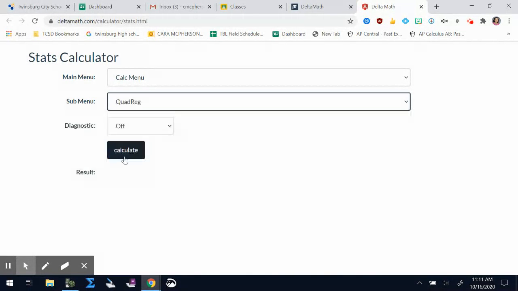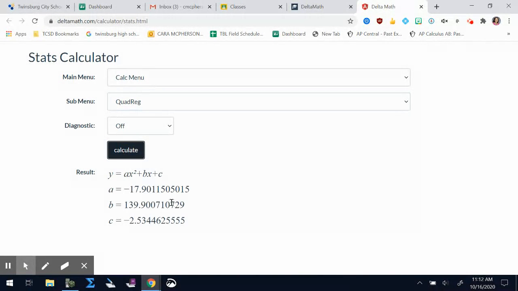This is quadratic regression. It does not matter if you keep the diagnostic on or off. We don't need that information. When you hit calculate, it's going to remind you how you write the formula for a quadratic, ax squared plus bx plus c. It'll be in standard form. And then it's going to give you your a, your b, and your c. Now, what you're going to want to do is have a piece of paper next to you so you can jot these numbers down.